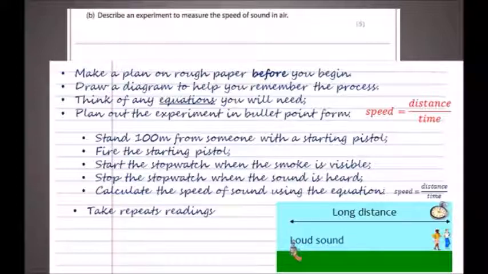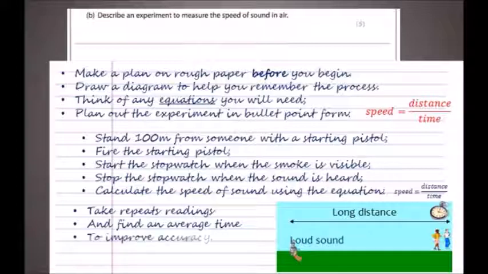Later I might think that taking repeat readings would be a good idea, and then I'd find an average of the time and then that might help me improve accuracy. If I thought of this after having designed the method, I could then insert this at the right place in the method before I copied it out onto the exam paper.